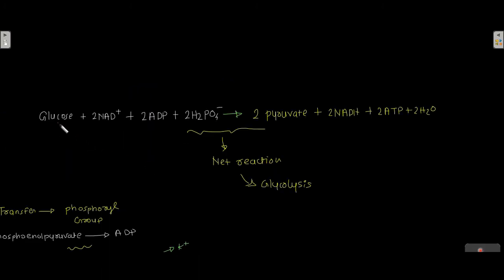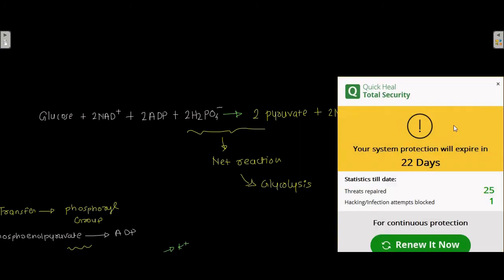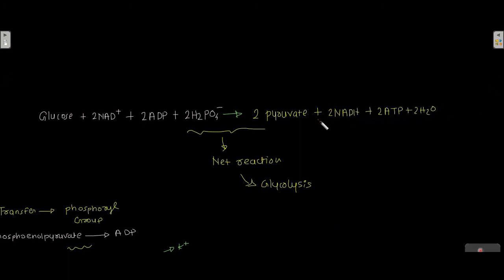So glucose plus 2 NAD+ plus 2 ADP plus 2 H2PO4- gives 2 pyruvate plus 2 NADH plus 2 ATP plus 2 H2O. This is the net reaction of glycolysis.